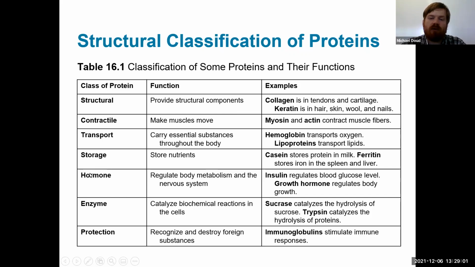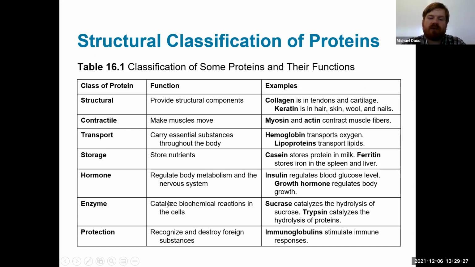There are protein hormones as well. So we talked about hormones, steroids in the previous chapter. Proteins can also function as hormones. For example, insulin is a protein, and that is, of course, responsible for regulating blood glucose, like we talked about in the carbohydrates chapter. Human growth hormone, or growth hormone in general, is also a protein-based hormone.